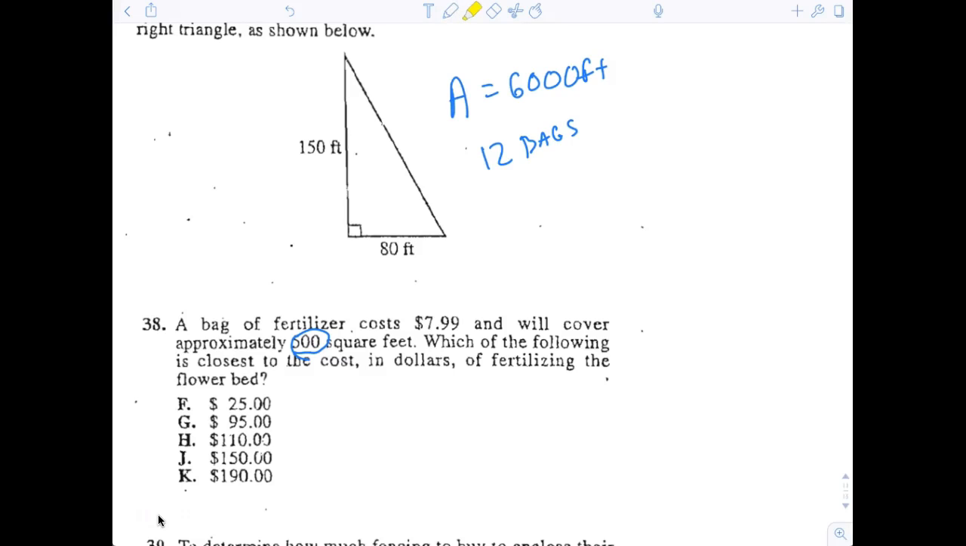That's a really good question again. Lots of things you have to keep track of. Anybody have any issues with that? How did you get 12 bags? Well, because it's 500 square feet per bag. So 6,000 divided by 500. 12 bags, right? And each bag costs $8.